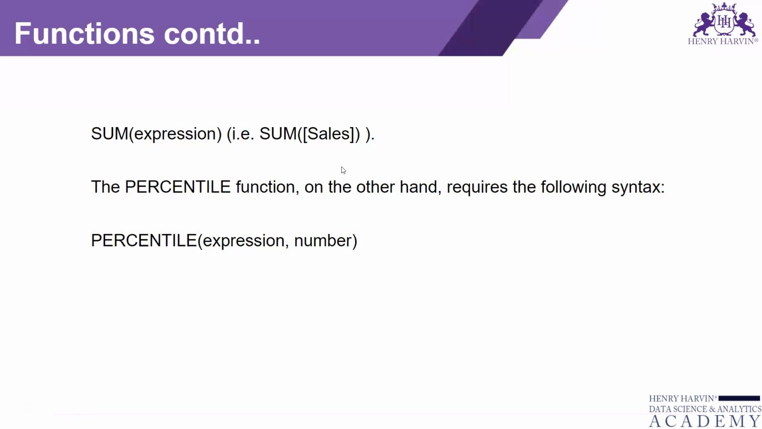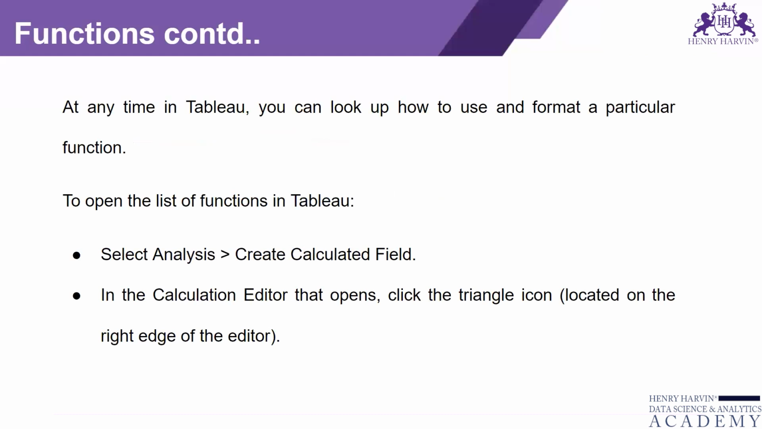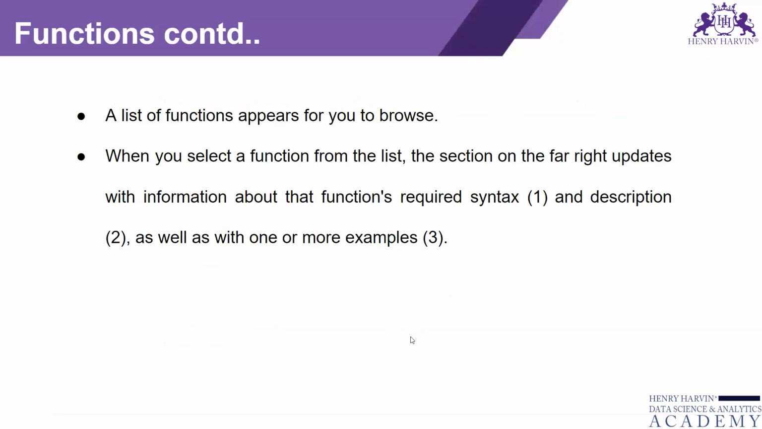Similarly, there is something called the percentile function. Percentile function means you need the expression. The expression is the column and number. Which percentile value do you need? You need the 5th percentile, 10th percentile, 25th percentile, something like that. Now, this is what we did just now, how to create a calculated field using a function. Select analysis, create calculated field. In the calculation editor that opens, click the triangle icon. And a list of functions appears for you to browse. When you select a function from the list, the section on the far right updates with information about that function's required syntax and a description as well as more with example.